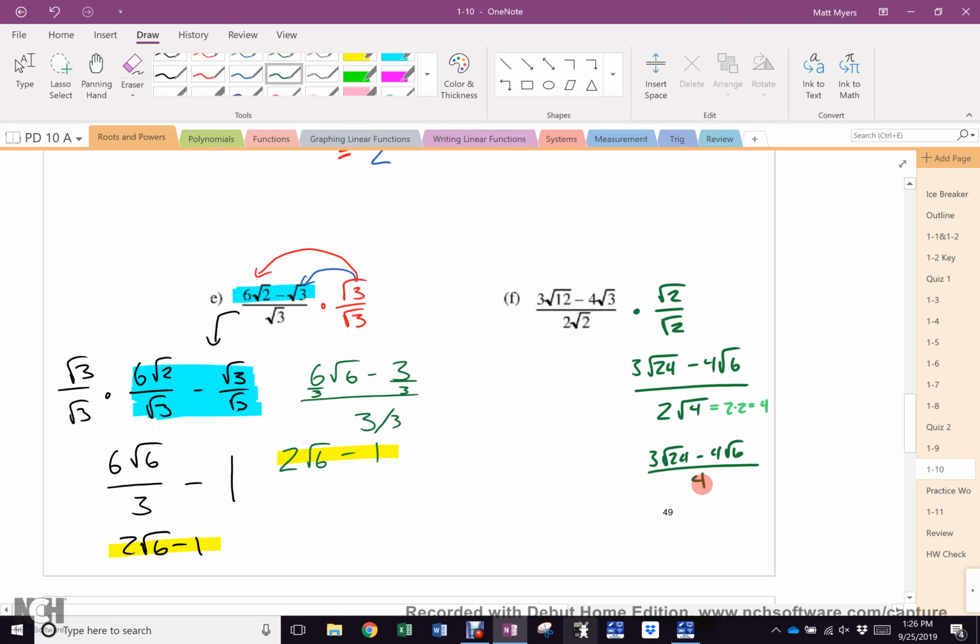Now what would I do there? Simplify the 24, because that is 4 times 6. And I would get 6 root 6 minus 4 root 6 over 4. What do I do with that? I combine my like terms first to get 2 root 6 over 4. What do I do with the 2 and the 4? Divide. Root 6 over 2.